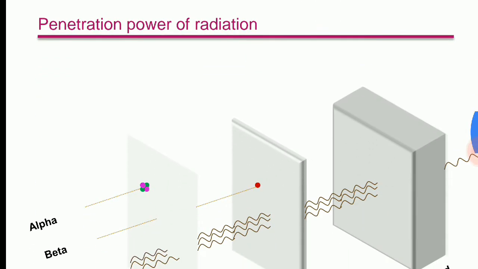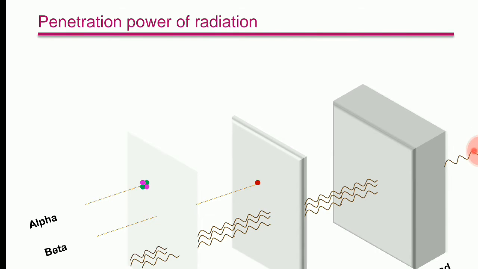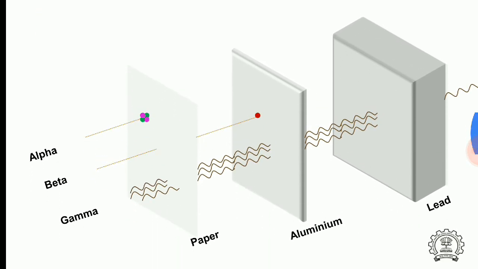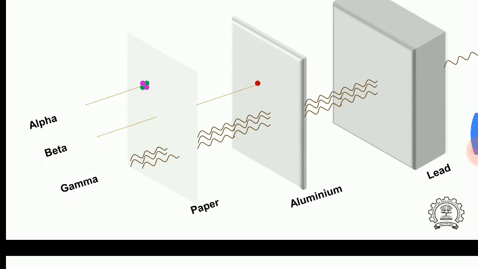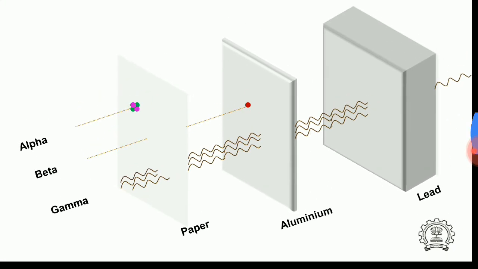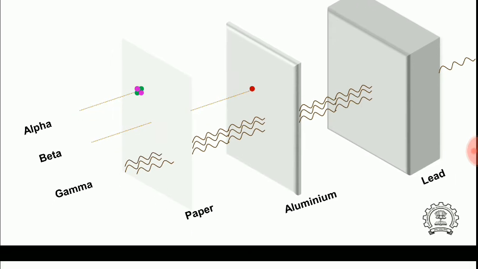You can see here the penetrating power of radiation: alpha, beta, gamma. Alpha is the upper one, beta is the middle one, and gamma is the bottom one. You can see here paper, aluminum, lead. So gamma radiation can go more distance.